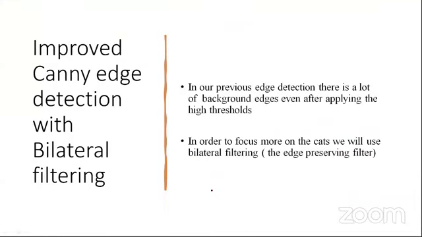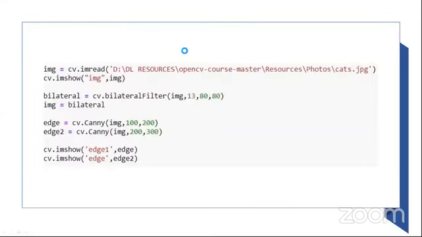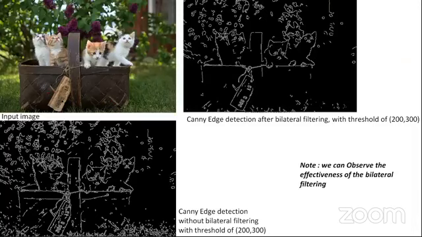So what will we use? We will use bilateral filtering. I already specified that bilateral filtering is used when you want to reduce the background noise and preserve the edges in an image. So we apply a bilateral filter, and then we apply Canny. This is the input image, and this is the Canny edge detection after bilateral filtering. You can see here we reduced the background noise by a lot.